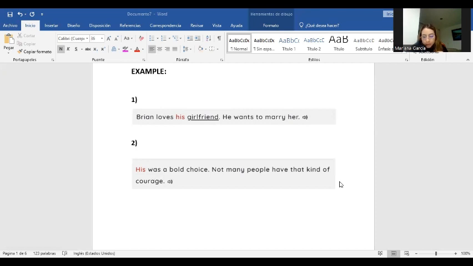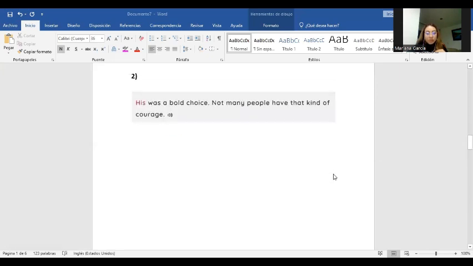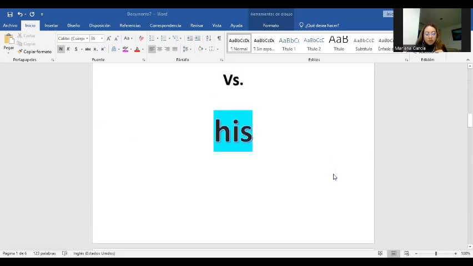In the first sentence, the word "his" is followed by another noun, that is "girlfriend". Therefore, it is a determiner. This is the context that I am saying to you. And in the second one, the word "his" stands alone. Therefore, it is a possessive pronoun. Do you know the difference?